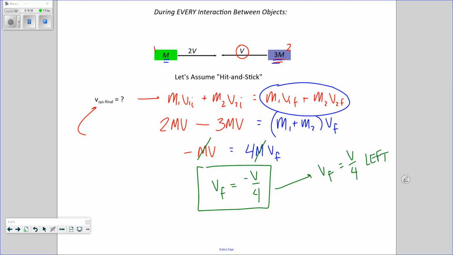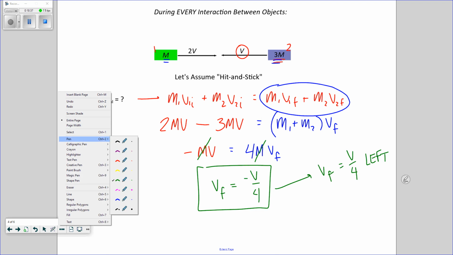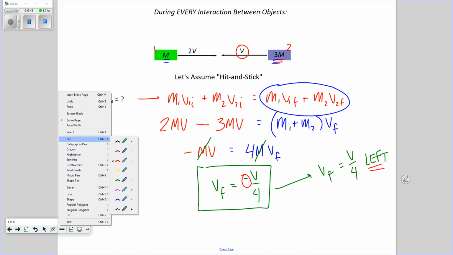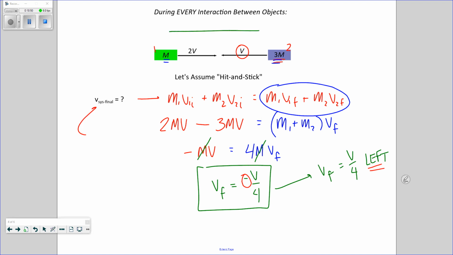How do we know to the left? The sign of our answer tells you so. Notice we made the choice here without too explicitly saying, and it's probably a good idea to say, here is what I define as my directional system. This is really a positive 2MV. This one is negative 3MV.